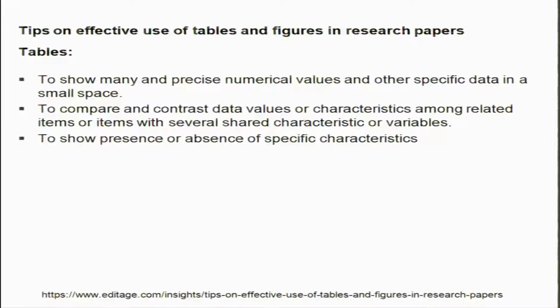You will have the day or date, and then you will have the time point, and then you have the exact temperature. So, you can have 3 columns and clearly show, this will make a small table which conveys everything that you want to say. So, this is basically the precise numerical value that you are presenting for the 7 days. This is one example, that you do not need to narrate everything in the text, it is standalone, it can convey. Or to compare and contrast data values or characteristics among related items or items of several shared characteristic variables.